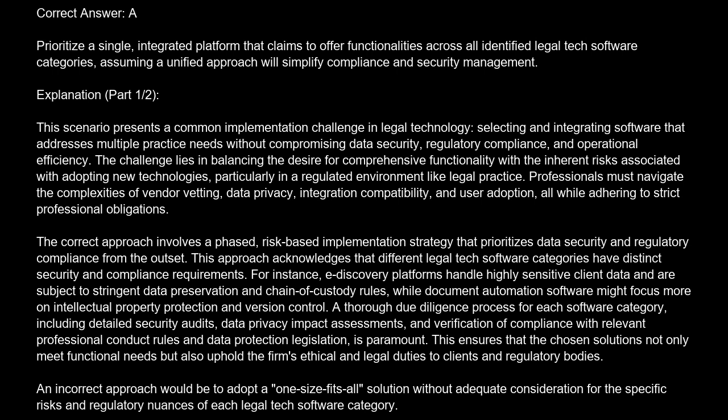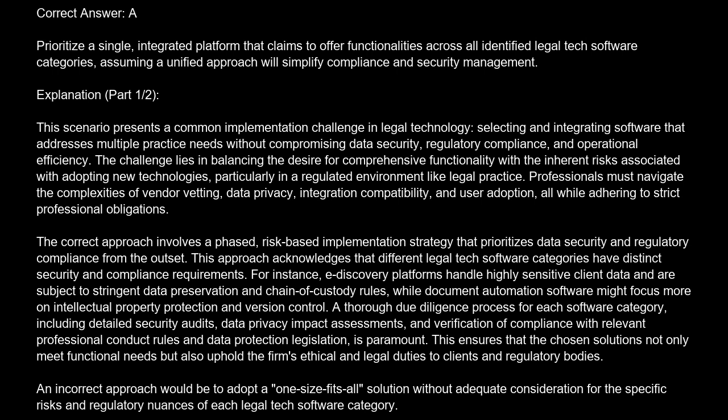Professionals must navigate the complexities of vendor vetting, data privacy, integration compatibility, and user adoption, all while adhering to strict professional obligations. The correct approach involves a phased, risk-based implementation strategy that prioritizes data security and regulatory compliance from the outset. This approach acknowledges that different legal tech software categories have distinct security and compliance requirements. For instance, e-discovery platforms handle highly sensitive client data and are subject to stringent data preservation and chain of custody rules, while document automation software might focus more on intellectual property protection and version control.